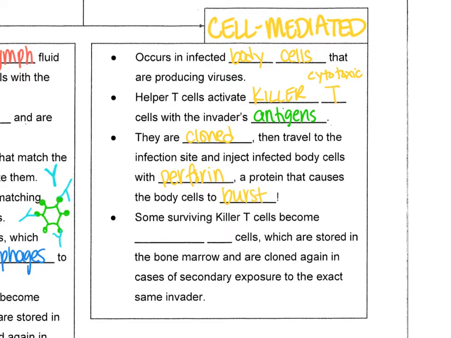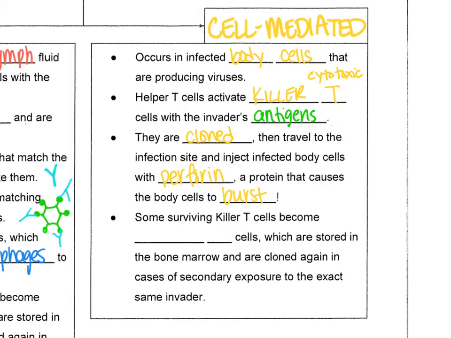So again, just to recap, helper T cells activate killer T cells. The killer T cells know exactly what antigens to look for. They travel to the site of the infection and they destroy the infected body cells using bullets called perforin proteins that cause the body cells to burst.